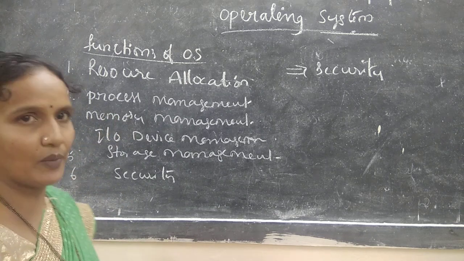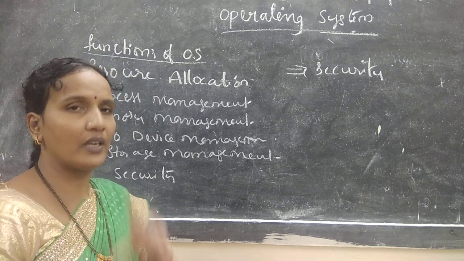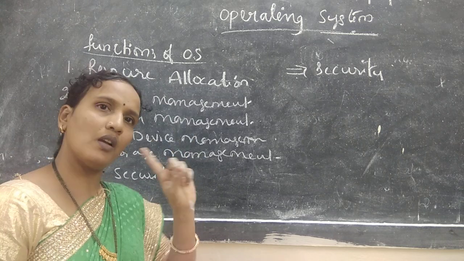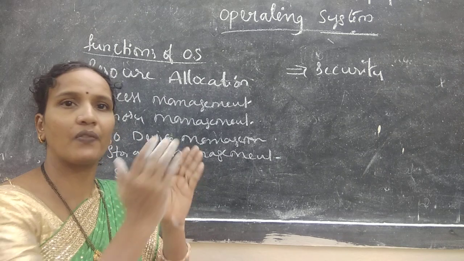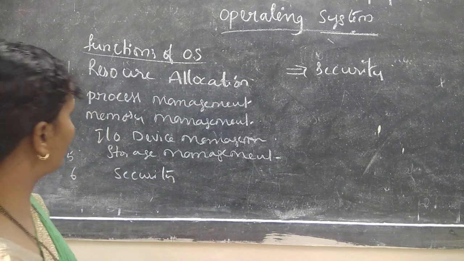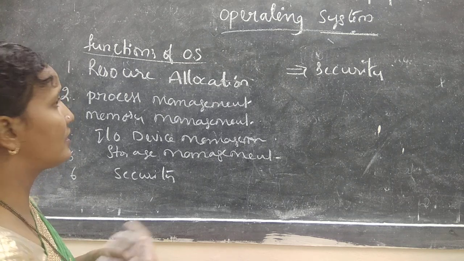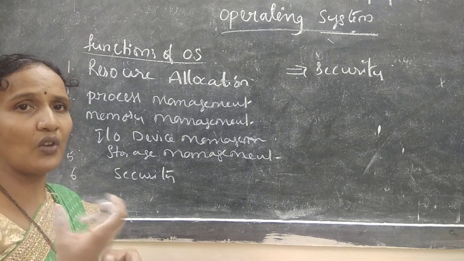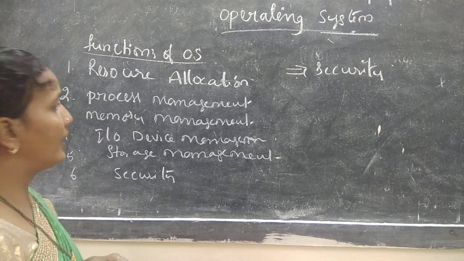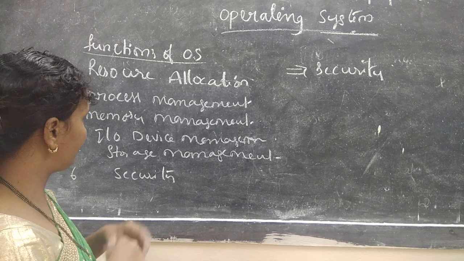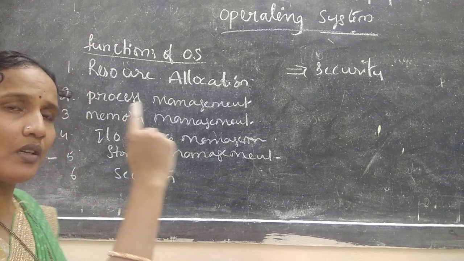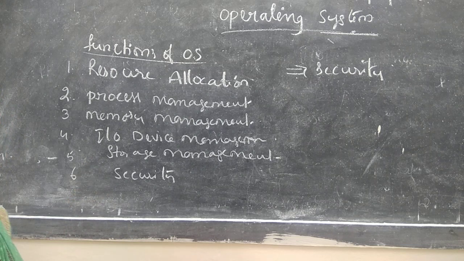Next one is process management. When any process wants to execute, it is the job of the operating system to swap the process from secondary memory to primary memory, because execution starts from primary memory only. The next one is memory management. Whenever any file is saved, it is the job of the operating system to save that information inside the memory, and whenever any process wants to execute, it swaps the process from secondary memory to primary memory.